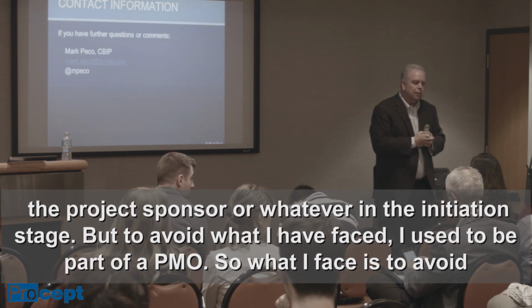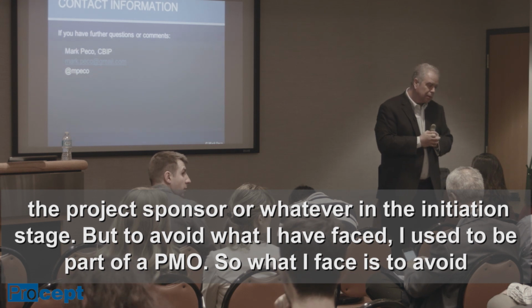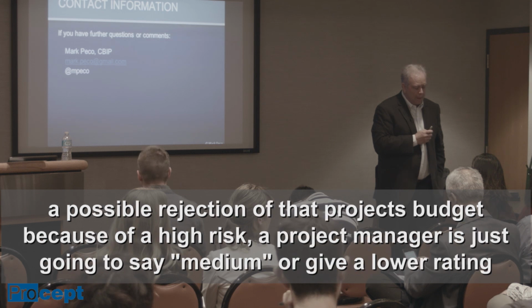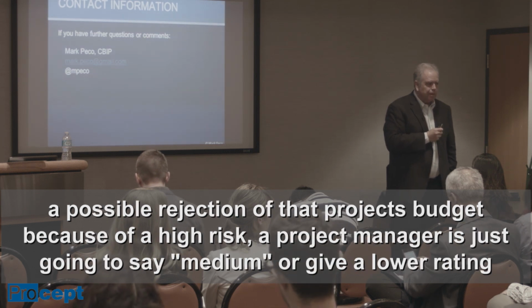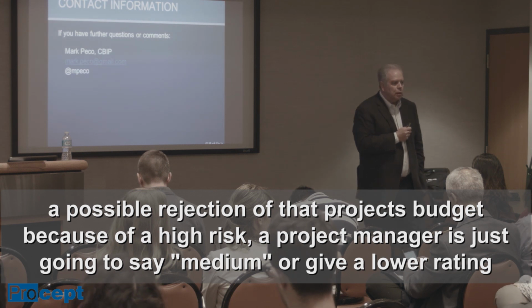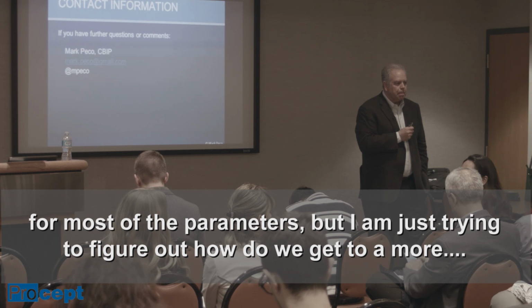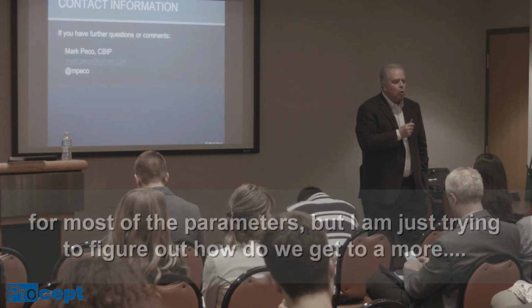What I have faced is, I used to be part of a PMO. To avoid a possible rejection of that project's budget because of high risk, a project manager is just going to say medium, or give a lower rating for most of the parameters. I was just trying to figure out how we get to a more granular view. My perspective is, it's the high risk areas you want to address with a project. So by definition, the project is scoped to identify a high risk area.